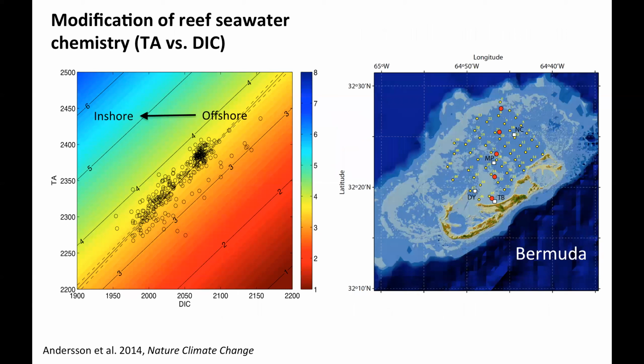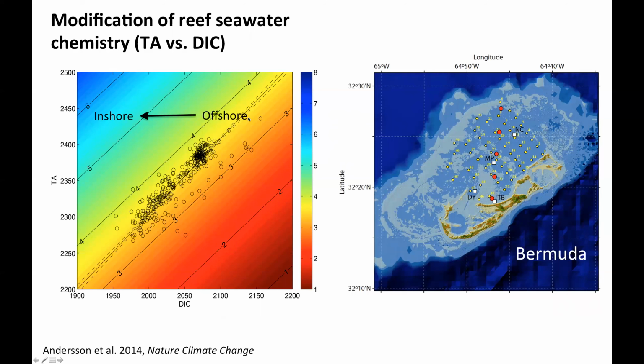So what does this look like in the real environment? I'm going to show an example from Bermuda where we have carbonate chemistry samples, both from the surface seawater across the reef and also from the pore water in the carbonate sediments. In the graph to the left here, total alkalinity is shown on the y-axis, dissolved inorganic carbon on the x-axis, and the color bar represents the aragonite saturation state.